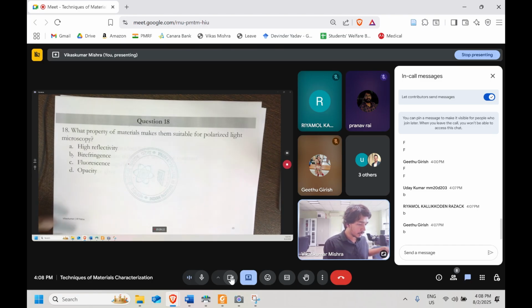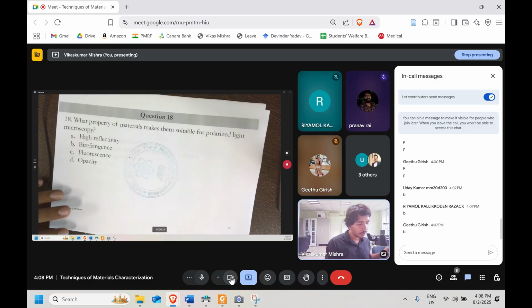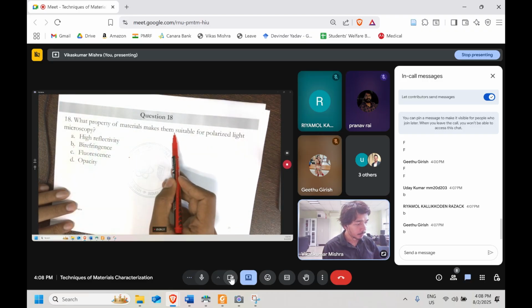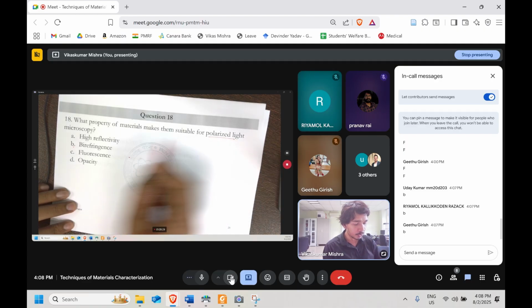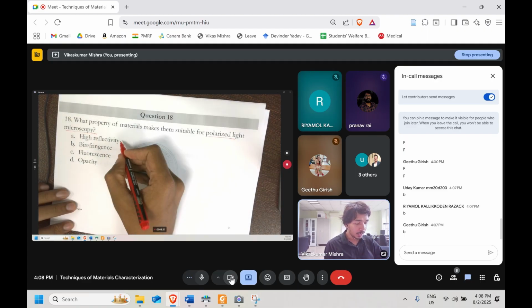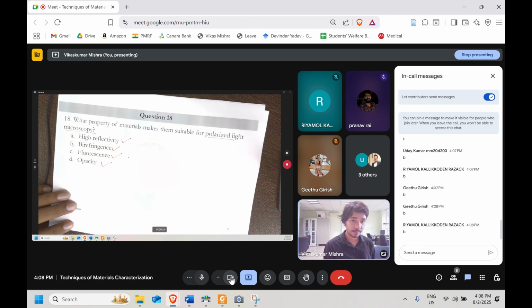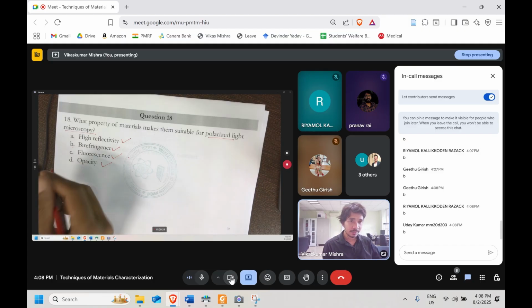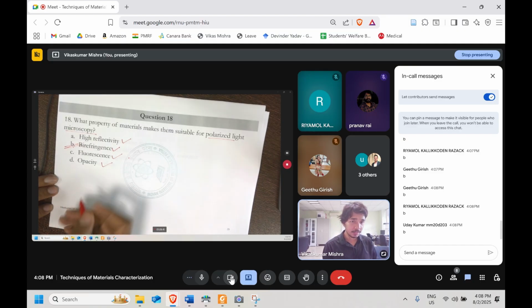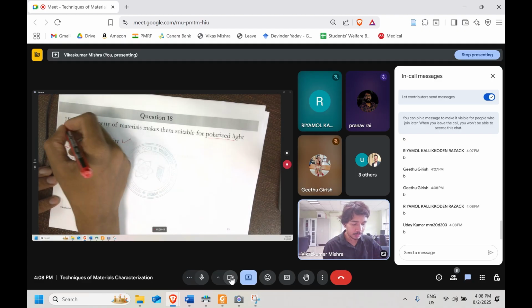Let's move to the next question, question number 18. Which property of the material makes it suitable for polarized light microscopy? High refractive index, birefringent, fluorescent, or opacity? What do you think? B, right? Very good. Birefringent material. The answer is B.